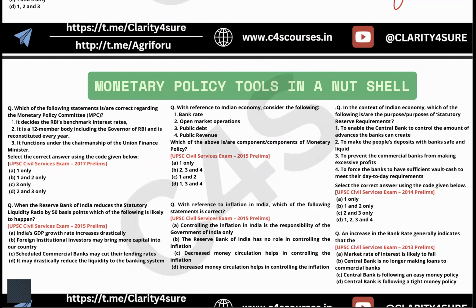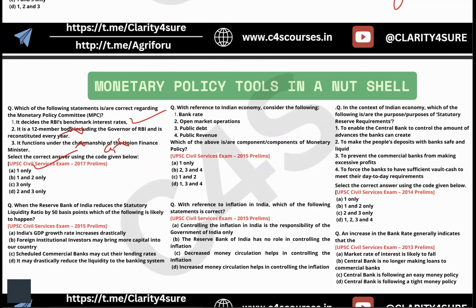Next question, which of the following statements are correct regarding the Monetary Policy Committee? It decides the benchmark rate. Yes, it decides. 12-member body, wrong. It's a 6-member body. It functions under the chairman, the Union Finance Minister. No, it functions under the Governor. So this is wrong. So only one is correct over here.